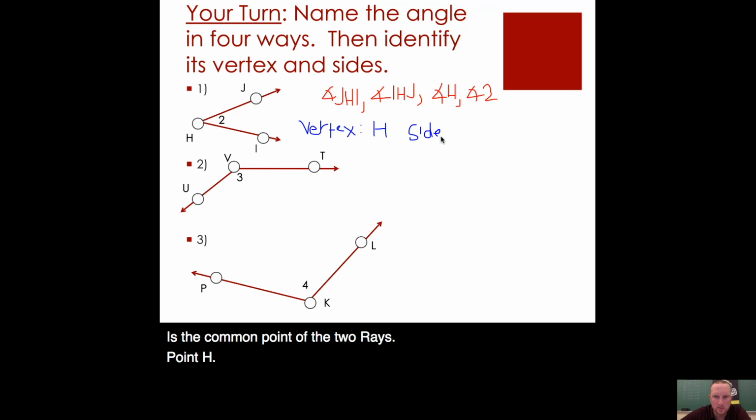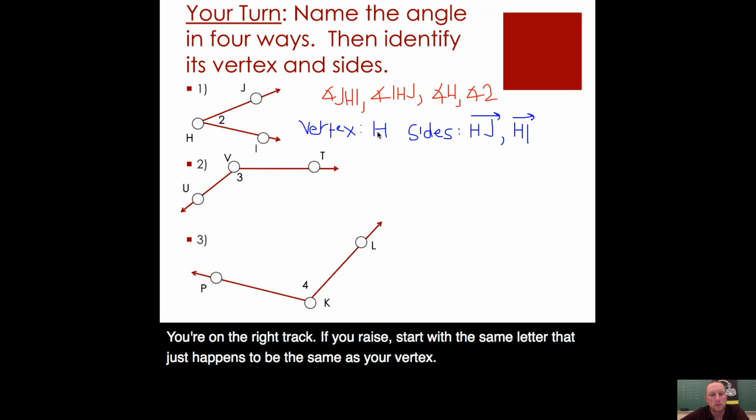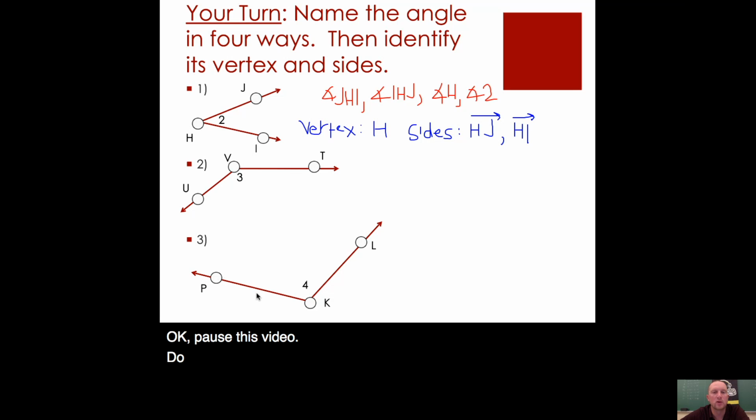What about the sides? Remember, your sides are rays, so make sure you name them as rays. Ray HJ and ray HI. You know you're on the right track if your rays start with the same letter that just happens to be the same as your vertex. Okay, pause this video, do numbers 2 and 3 on your own.